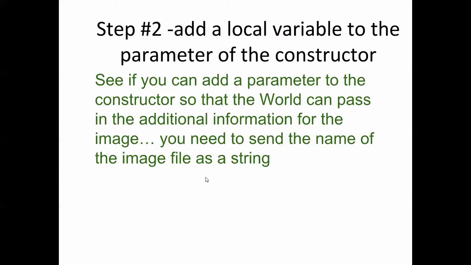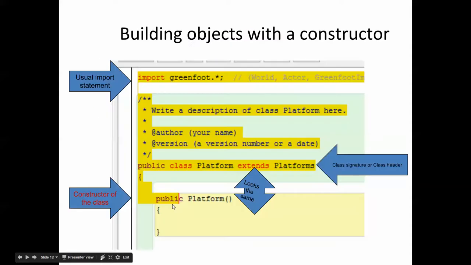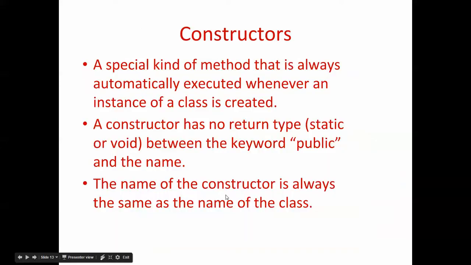Okay, add a local variable to the parameter of the constructor. See if you can add a parameter to the constructor so that the world can pass in the additional information for the image. You need to send the name of the image file as a string. So here's your constructor, there's the parameters. What do we need to add right there? See if you can figure it out.